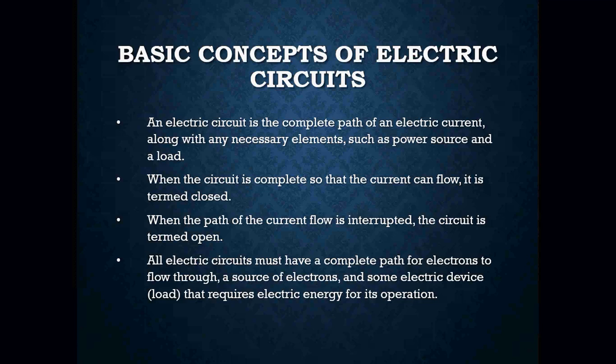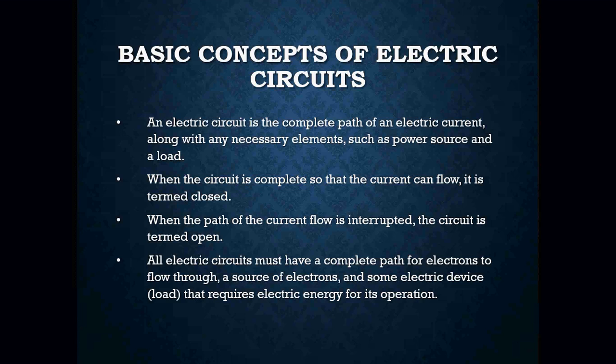Okay, when the circuit is complete so that the current can flow, it is termed closed. When you hear that term, is the switch closed? That means, is the switch on, or is the switch in the on position? Is the electricity flowing? When you have a path for current to flow that is interrupted, that means that the circuit is open. When we turn a light switch off and our light turns off in a room, we have opened that circuit. The electricity is now no longer flowing. It has been interrupted.